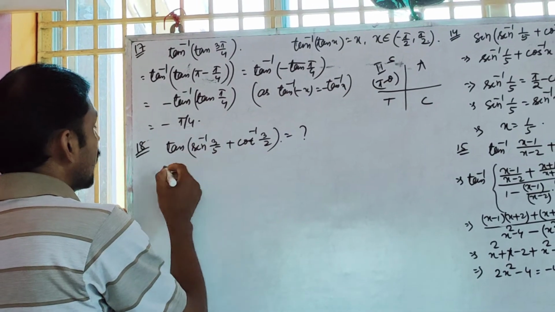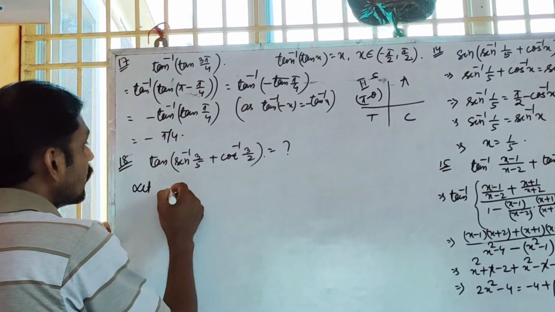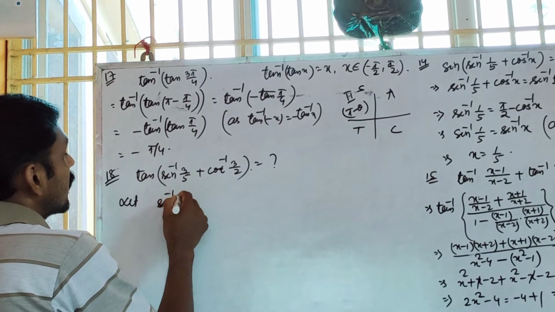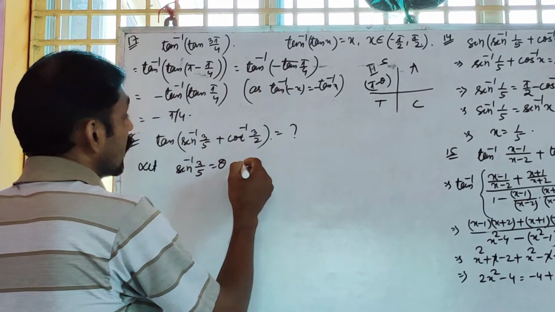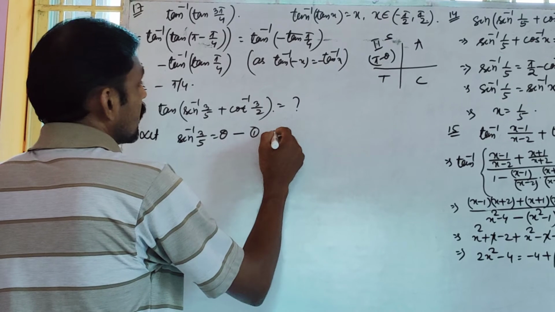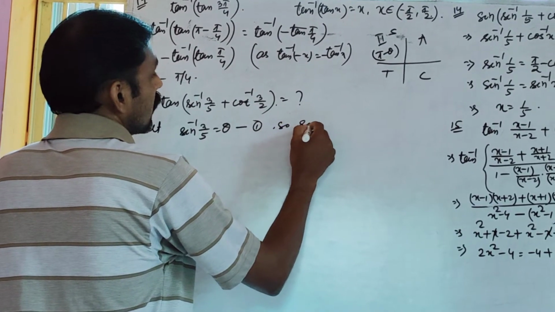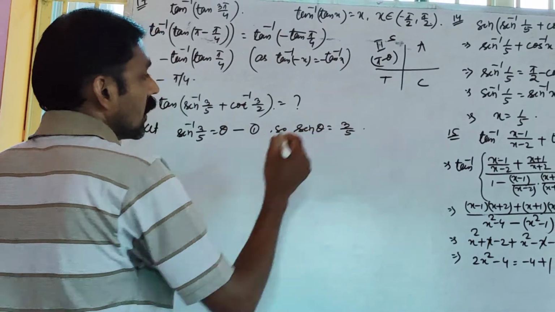So here what do we write? We write sin inverse 3 by 5 equal to theta. Let it be our first case. So sin theta will be 3 by 5.